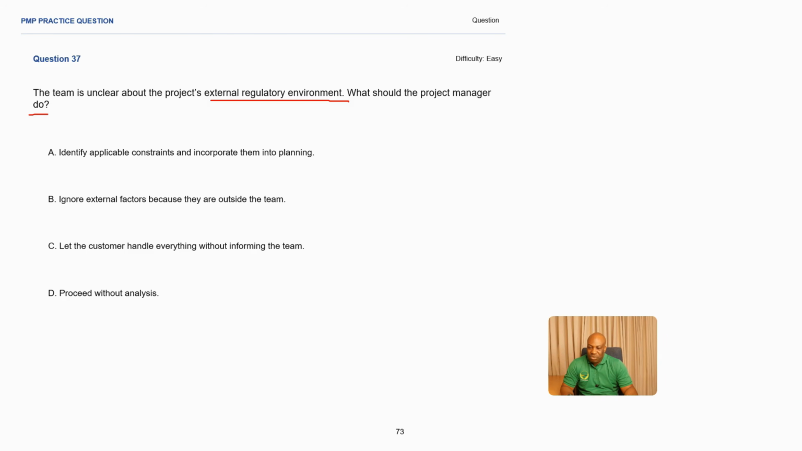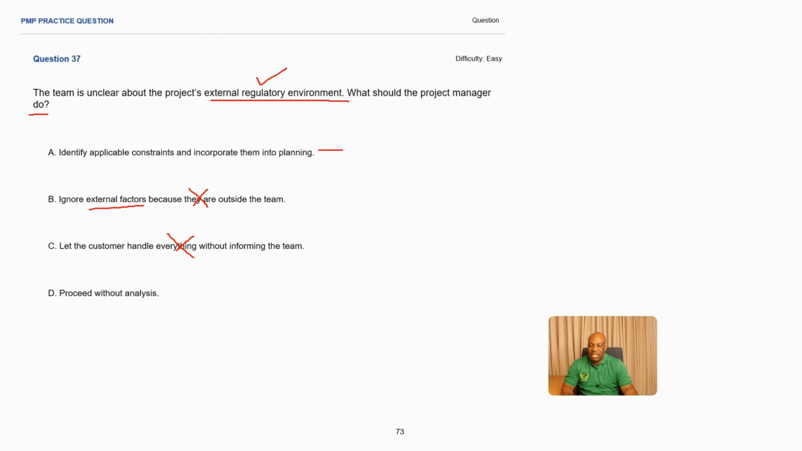Identify applicable constraints and incorporate them into planning, okay? Makes sense. Ignore external factors because they are outside the team. We don't ignore external factors, especially if it's something regulatory, it means it's mandatory. So making this an incorrect answer. Let the customer handle everything without informing the team. This is not supposed to be done by the customer. If anything, the customer is a stakeholder in the project. If there's anything they have to do, it's going to affect the project. So therefore, you should be involved, making this an incorrect answer.